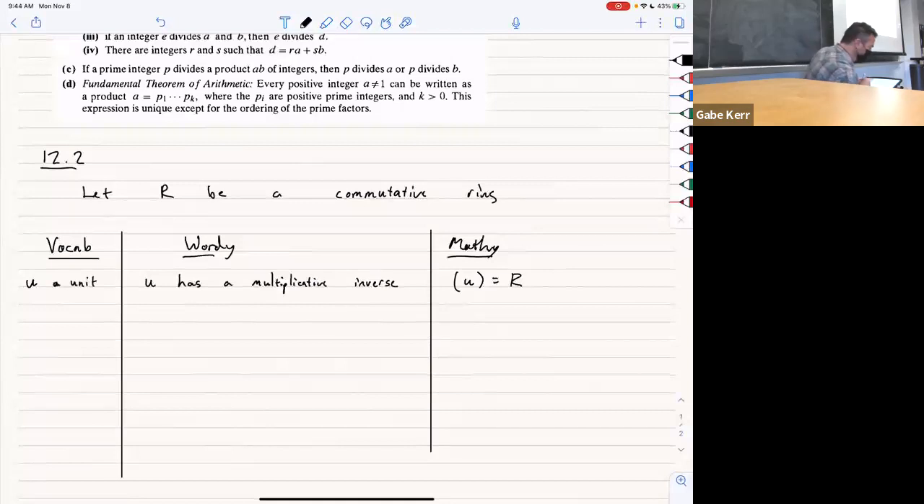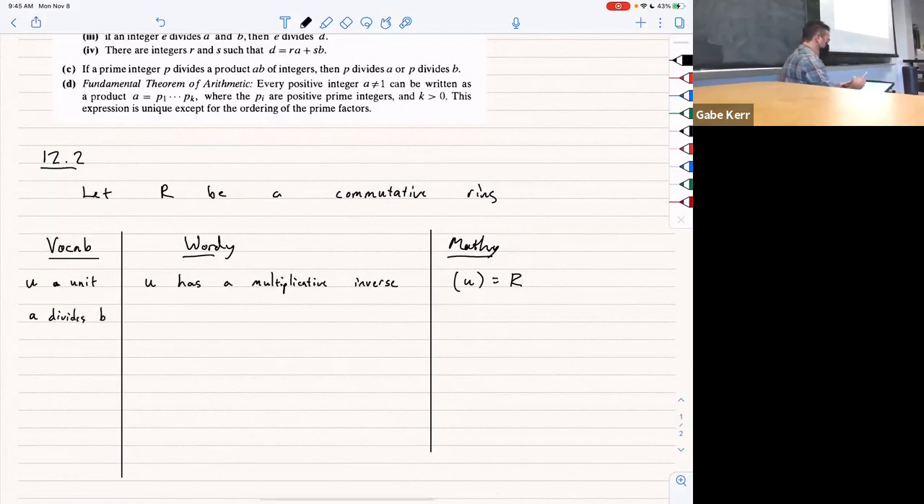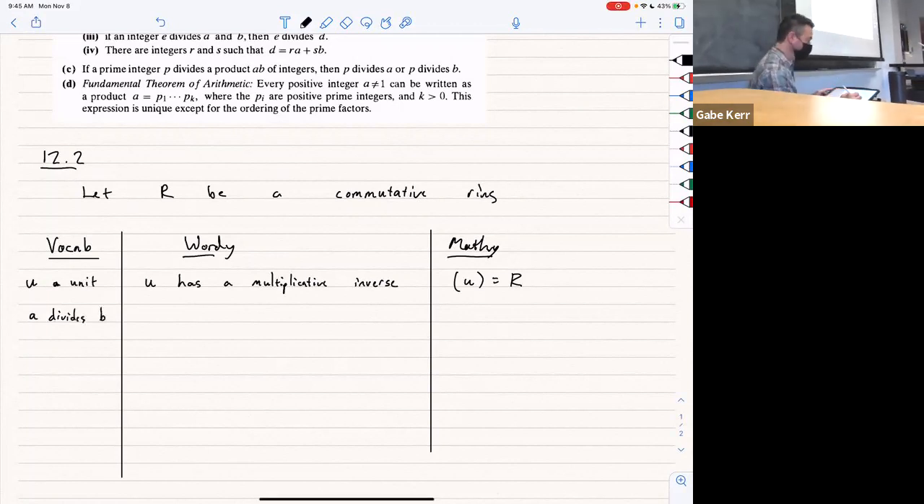A divides B. What does that mean from the wording perspective? That means that B equals A times some other element in my ring.